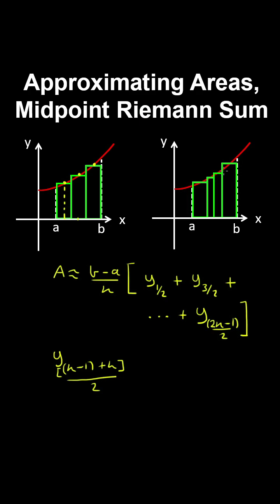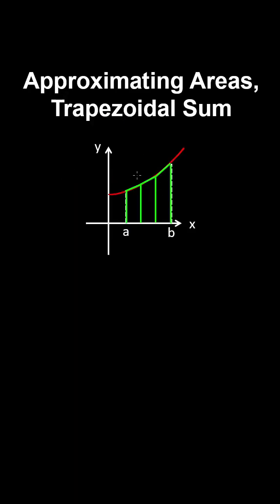And where we use non-uniform partitions, we can multiply each separate y value by a different width for each rectangle. And we'll see that in example problems. We can also approximate areas under curves over a finite interval using the trapezoidal sum, which can provide a much better approximation.